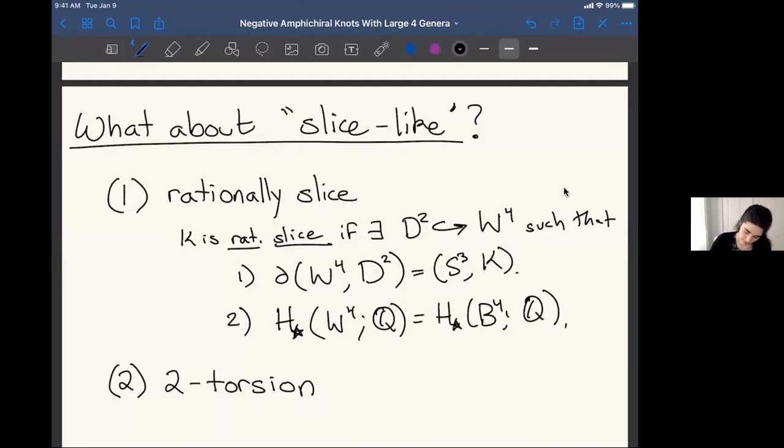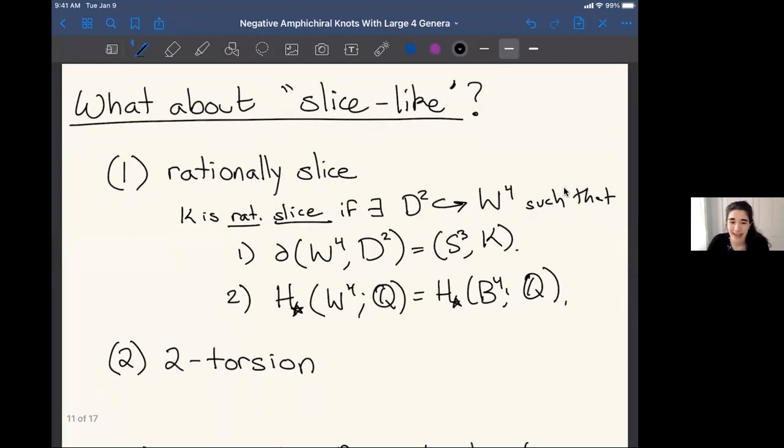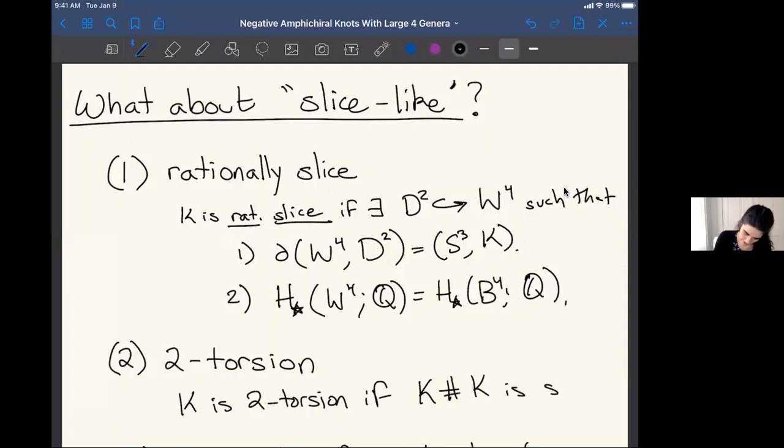The next approximation to sliceness one might like is being two torsion, or indeed torsion. And so what do I mean by that? I mean that K is two torsion, and this has its precise sense, two torsion in a concordance group, but you don't need to know the definition of the concordance group for this. It's two torsion if K connected sum K is slice. So again, the knot might not be slice itself, but it's close to slice in this sense.